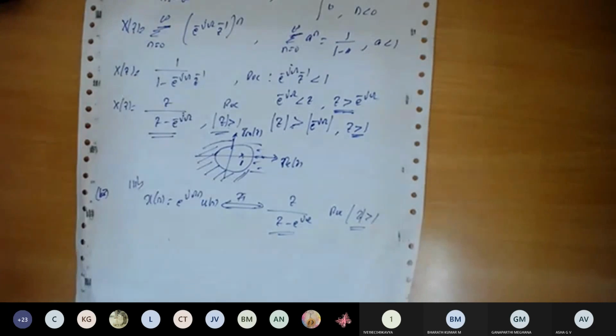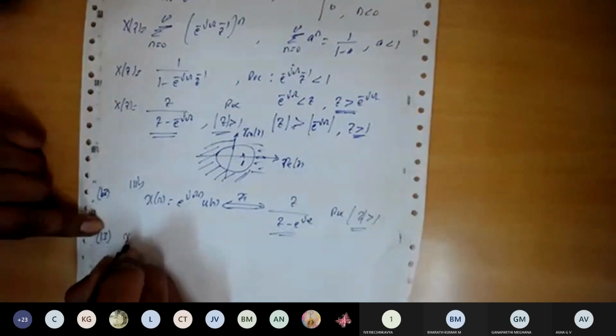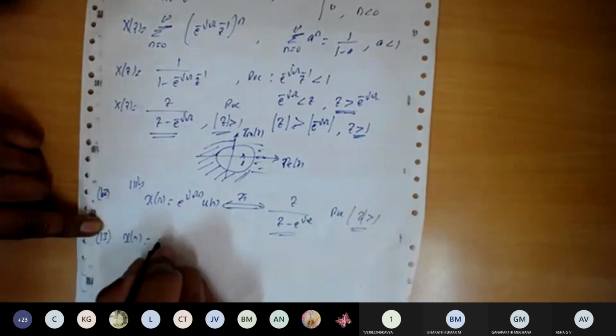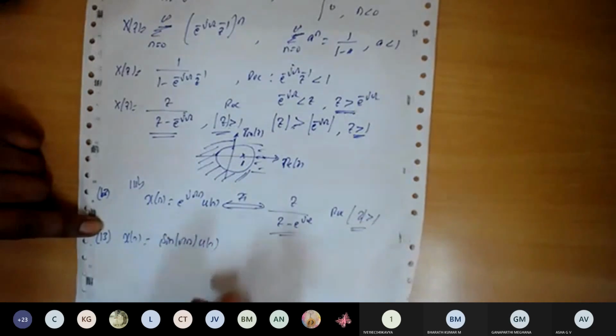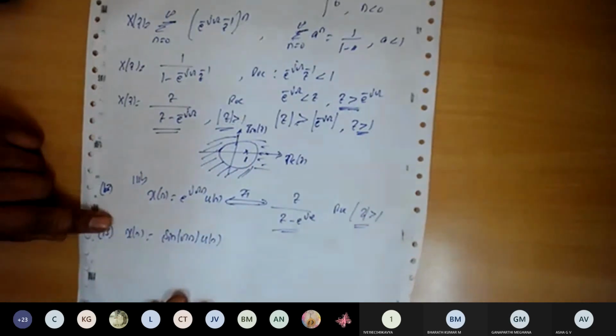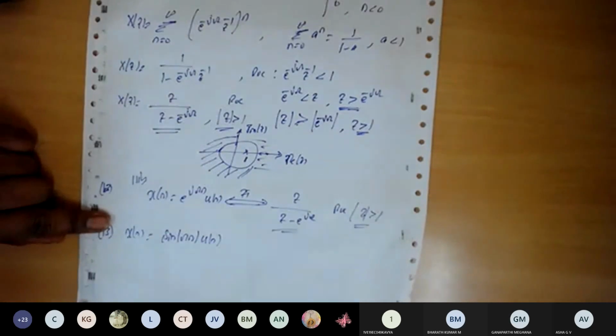Based on this one, we'll go for finding the z transform of the sinusoidal function. So take the next problem: x of n is equal to sine omega n into u of n. We'll consider the z transform of this one.